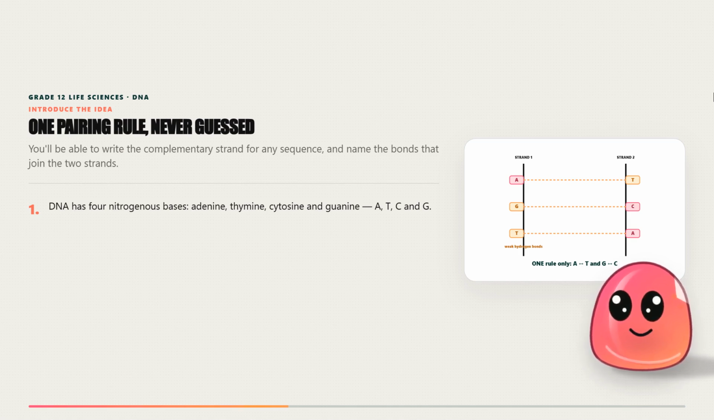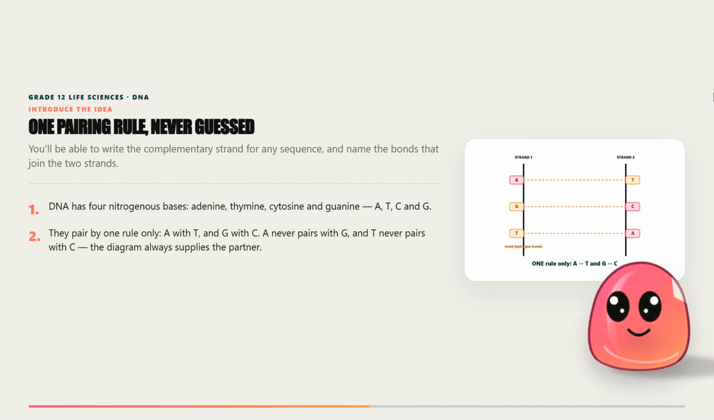They pair by one rule only, A with T and G with C. A never pairs with G, T never pairs with C. You never guess the partner, the rule gives it to you. And the two strands are joined between the paired bases by weak hydrogen bonds.